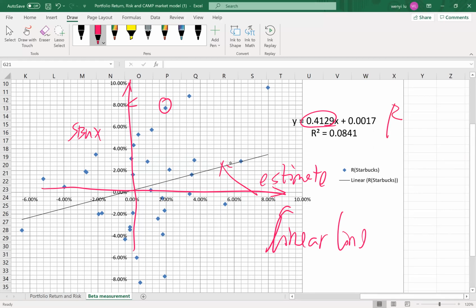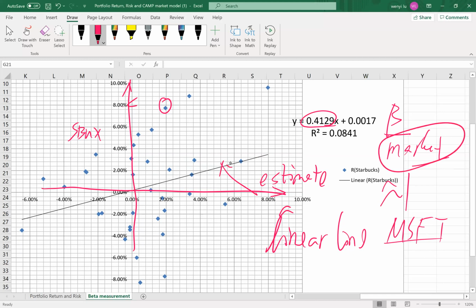Beta measures the market risk. So which company has a beta equal to or close to 1? For example, Microsoft. Microsoft is a big company in the S&P 500, so it has a similar risk to the whole market. Which one has a high beta? For example, American Eagle, a fashion company.